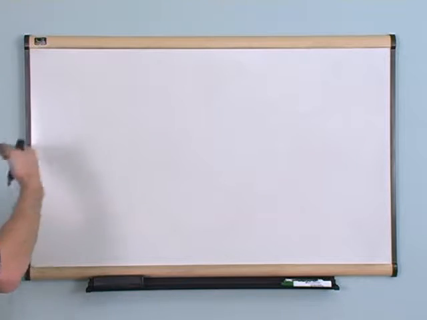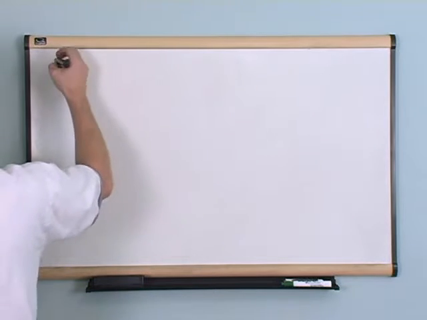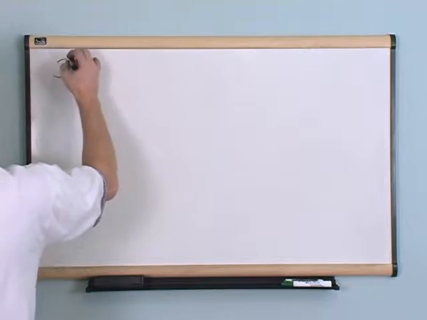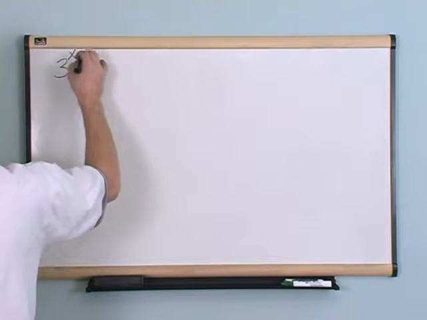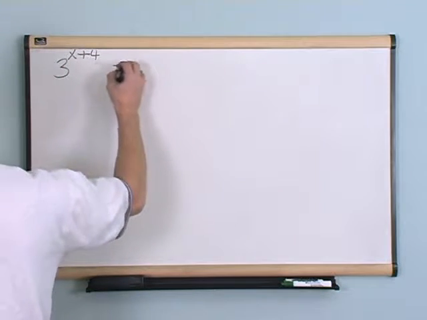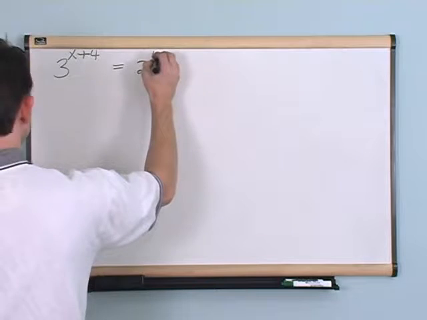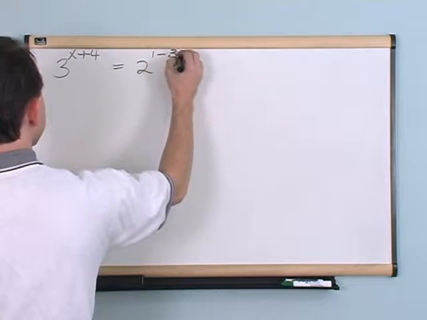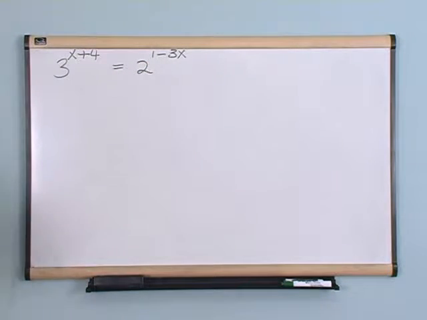All right, moving right along. We're getting a little bit more complicated with each problem. Hopefully that will build up to help you have some good skills here. 3 to the x plus 4 equals 2 to the 1 minus 3x. And I say, how do we solve for x?